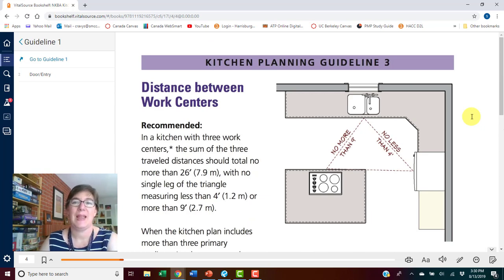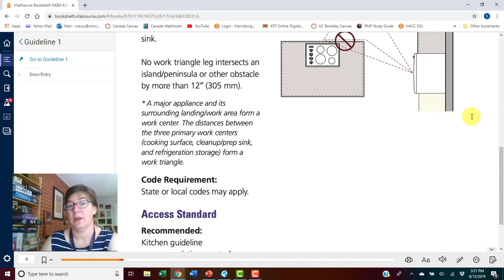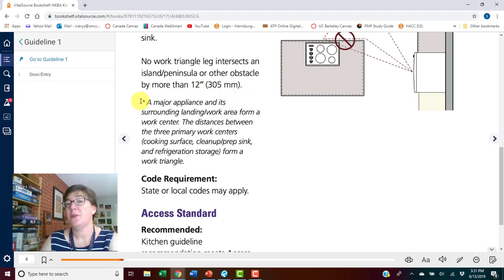Here we are at kitchen planning guideline number 3, distance between work centers. I'm going to scroll down and read the note at the bottom here. So if you don't know this already, and we're going to study it in this class, each major appliance and its work area is called a work center. So we've got three primary work centers: one is the cooking work center, one is the sink work center, and one is the refrigerator work center.